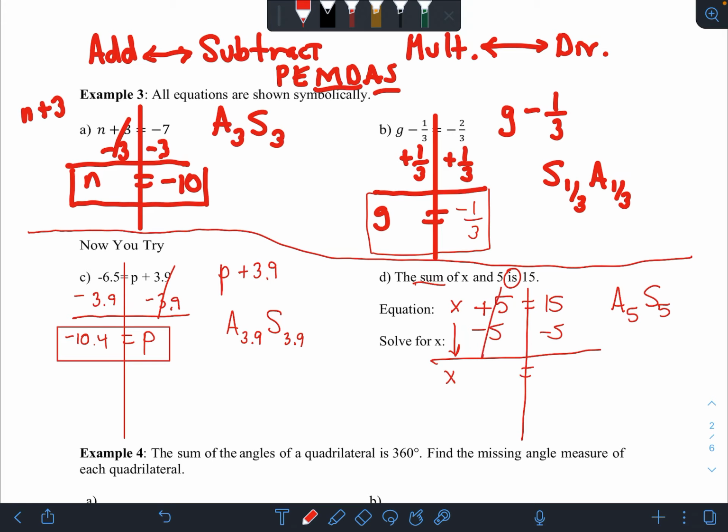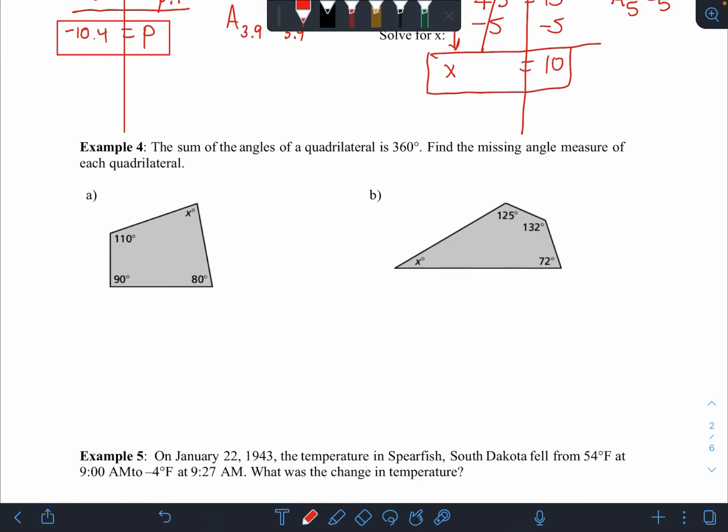5 minus 5 is 0. 15 minus 5 is 10. So 10 is our answer there. Okay. We can put this in all different contexts, and at the end of the day, it's still the same kind of problems.